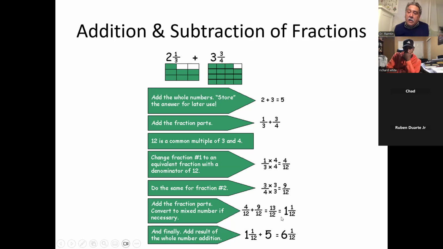And I now do again the same thing that I did. I change that into a mixed number. 13 divided by 12 goes only one time with a remainder of 1. The quotient 1 becomes your whole number, the remainder becomes the numerator, and the denominator remains the same. Are you guys following me? Do you see that? Yeah.